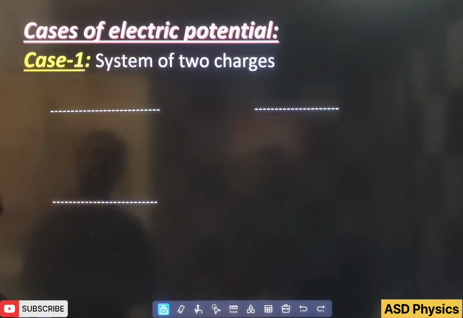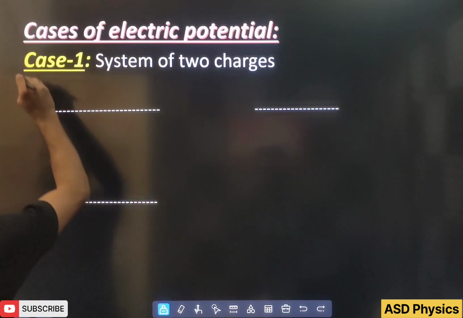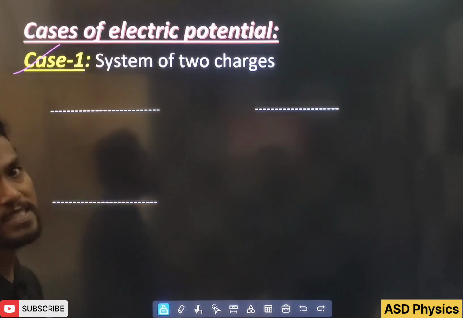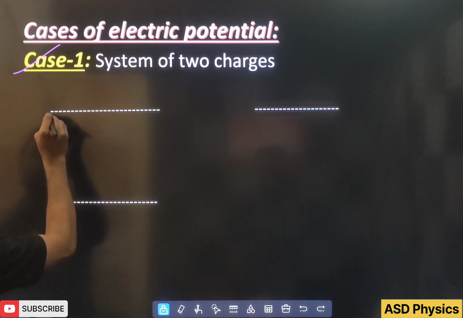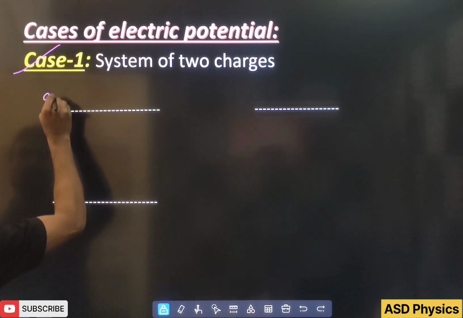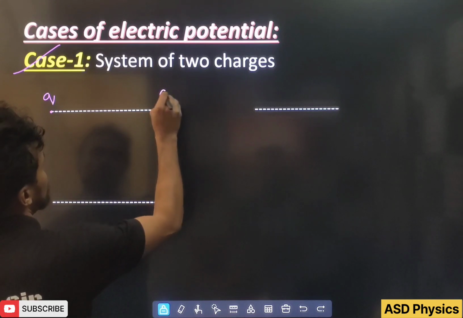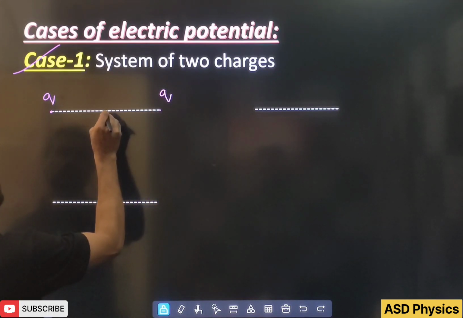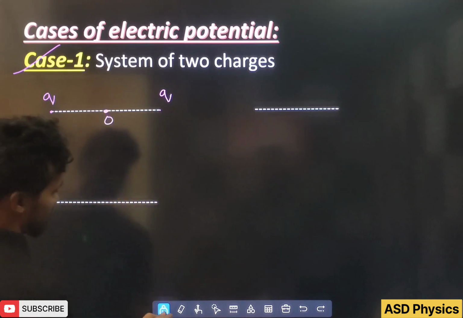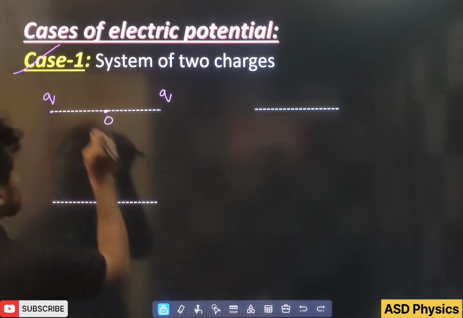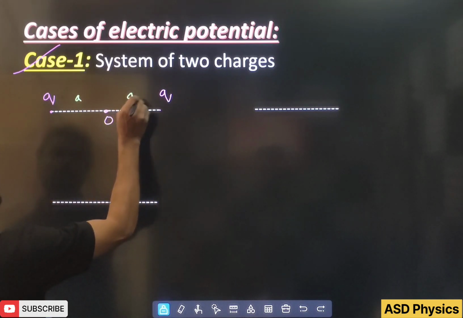So here, students, cases of electric potential. Case 1, we are going to see a system of 2 charges. Okay, students, so see please here. Here I have taken charge Q, and here also I have taken charge Q, and let's take for example the center is here. Let's take this distance as A and this distance as A.